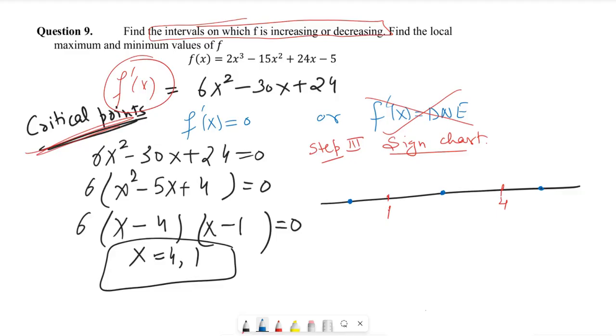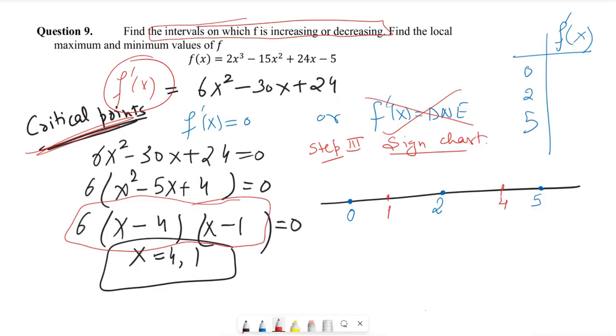So anything before 1, pick an easy one, 0. Anything between 1 and 4, let's pick 2. Anything after 4, let's pick 5. At these test points, 0, 2, and 5, I want you to find the value of the function's derivative. Now, not really the value; you see the derivative after factoring is this thing, right? I just need the sign of that because I need to draw the sign chart of f prime. The sign chart is for f prime, okay?